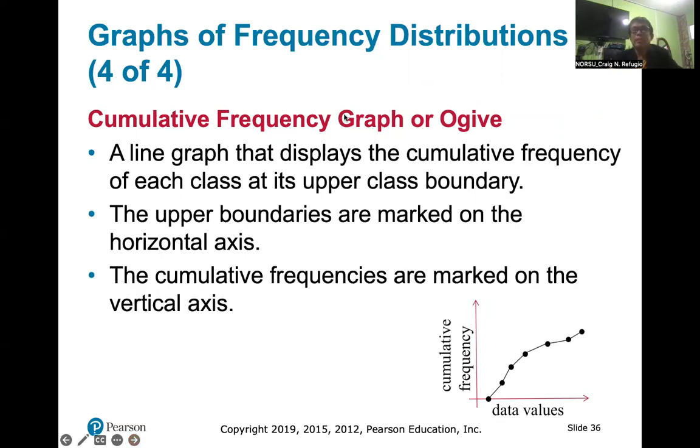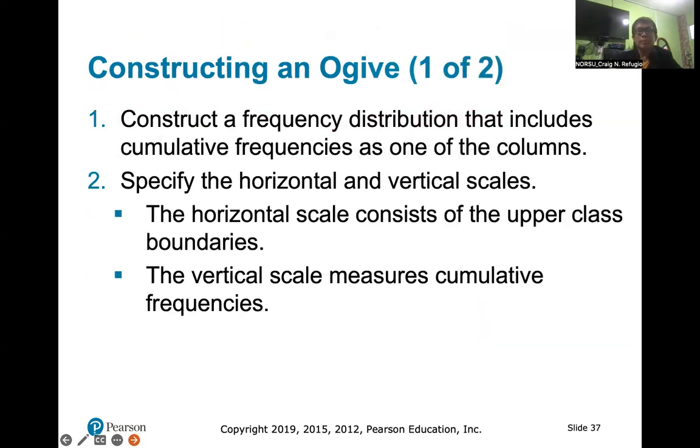So the cumulative frequency graph or ogive: a line graph that displays the cumulative frequency of each class as at its upper class boundary. The upper boundaries are marked on the horizontal axis. The cumulative frequencies are marked on the vertical axis or the y-axis. So construct a frequency distribution that includes cumulative frequencies as one of the columns and specify the horizontal and the vertical scales. The horizontal scale consists of the upper class boundaries. The vertical scale measures the cumulative frequencies.